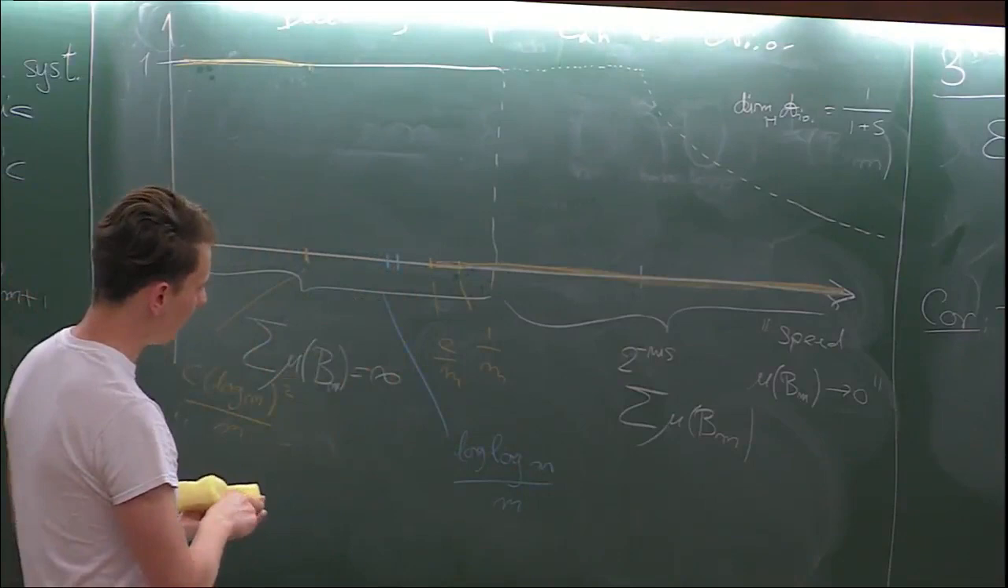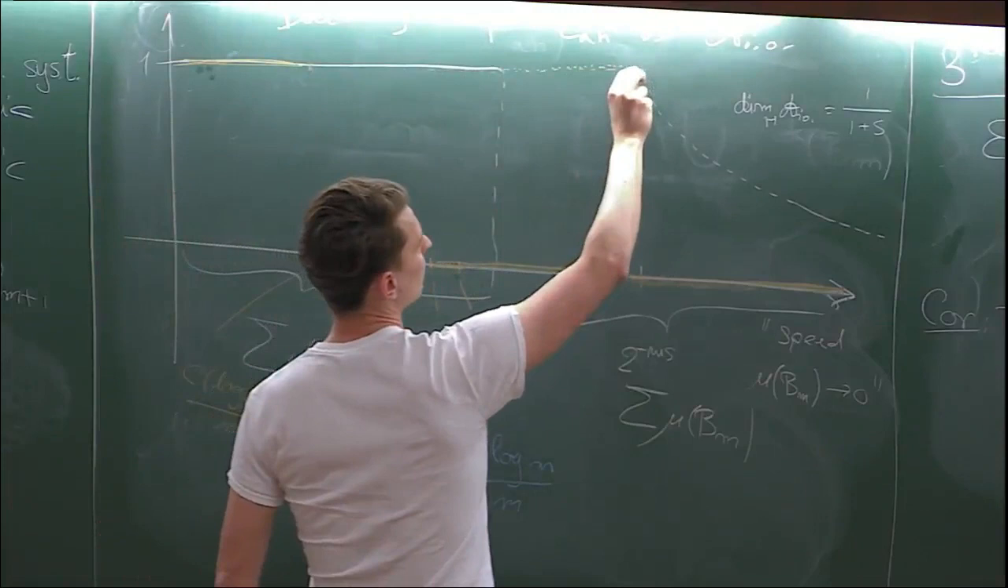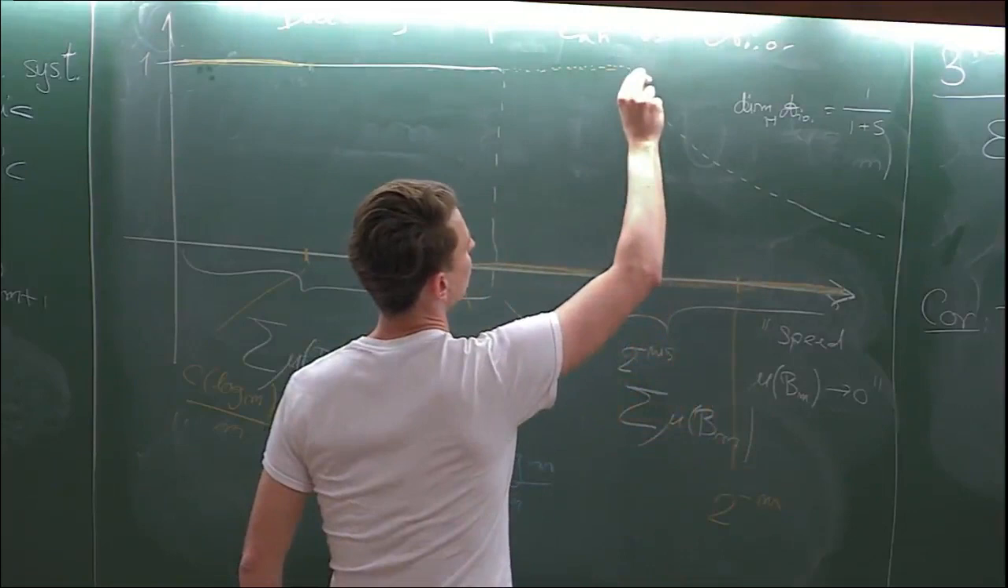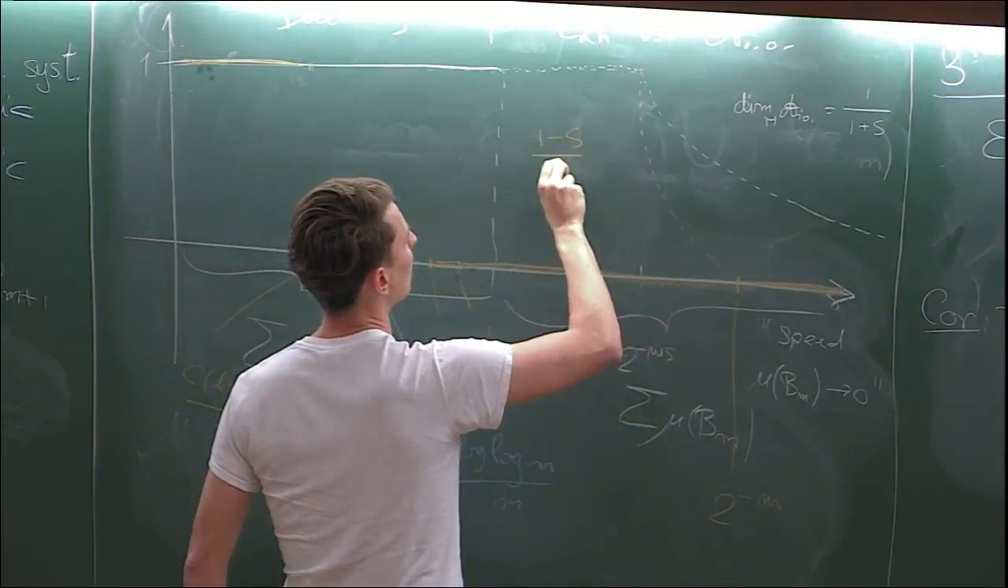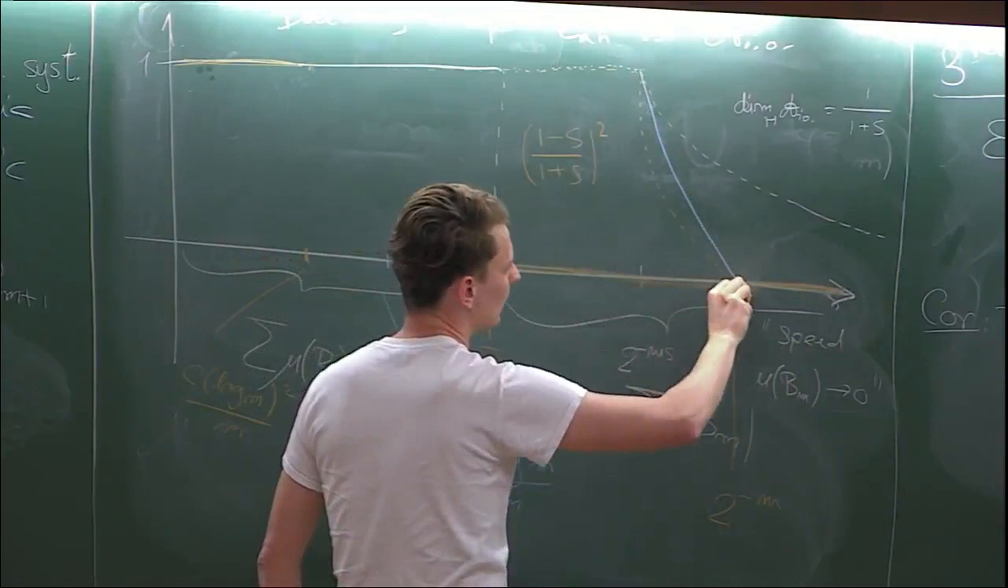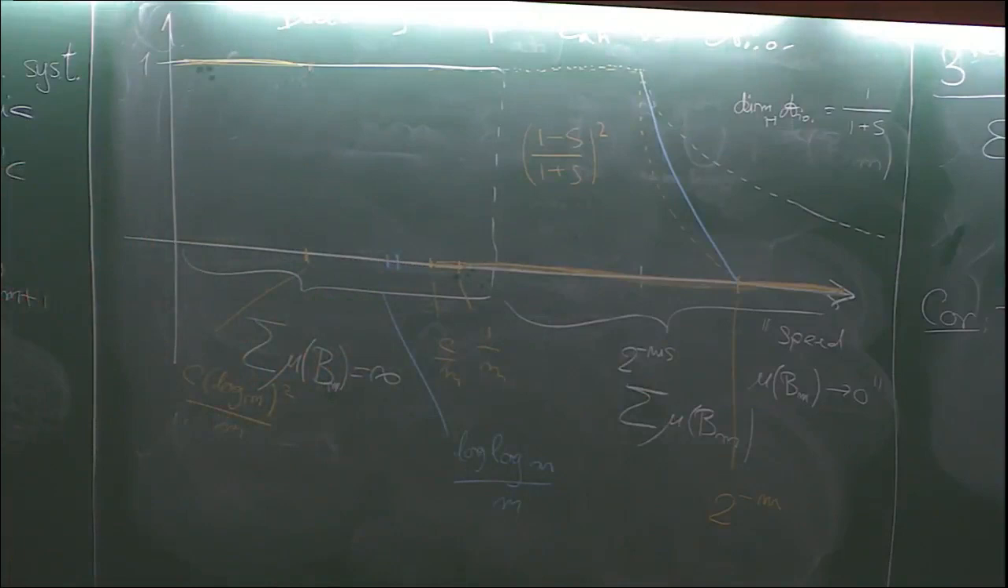And in terms of dimension, we know from the Bugeaud-Liao result that the dimension stays 1 exactly as long as for the points that hit infinitely often, after which it goes down to 0 at 2 to the minus m. It goes roughly like this. So this is 1 minus s divided by 1 plus s squared. And then it stays 0 after that. And then we have this sort of funny result that the packing dimension goes linearly down here. Okay, so this should give maybe a little bit of an idea of how these two sets compare in size.